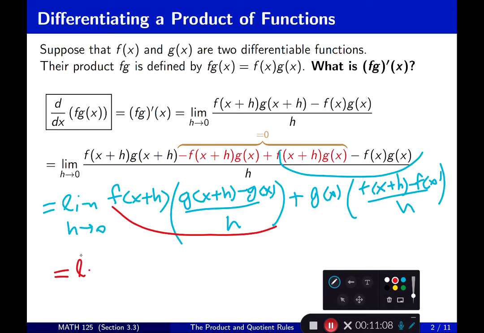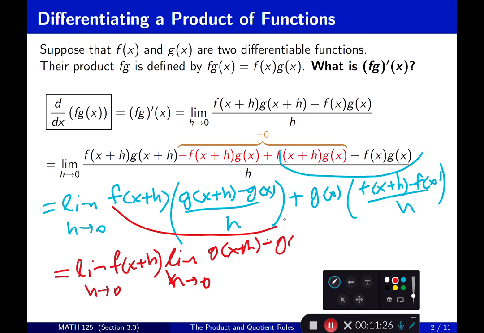So what happens is that because this is a product, the limit of a product is the product of the limits. So I can write it as the limit as h goes to 0 of f of x plus h times the limit as h goes to 0 of this entire thing. And that's just noticing that since f is continuous, f of x plus h as h goes to 0 is just plugging in h here. Direct substitution gives you f of x.